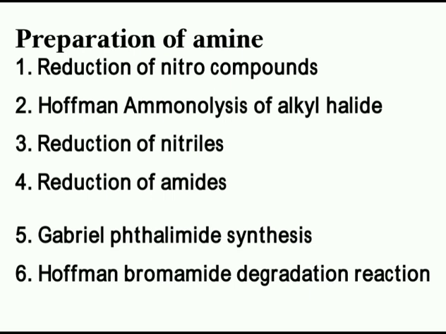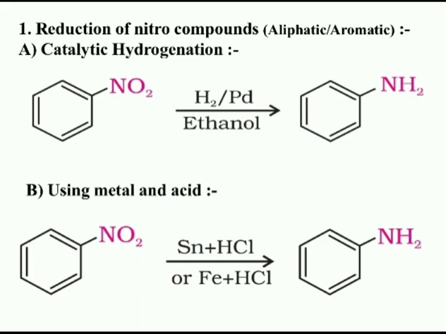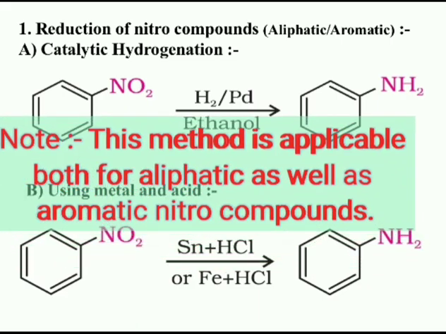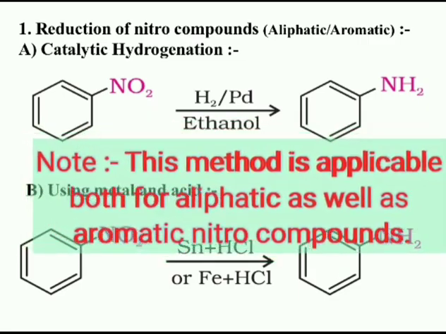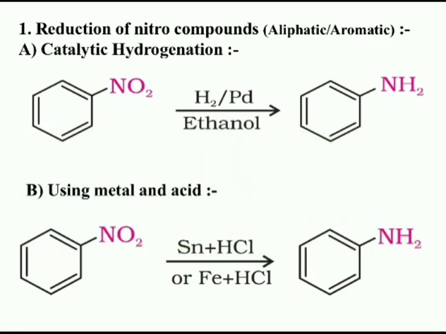The first method is reduction of nitro compounds. Dear students, remember one thing, that all the aliphatic and aromatic nitro compounds can be converted into respective amines. Here we have 2 different ways for the reduction of these nitro compounds. The first one is catalytic reduction. It is carried out by passing hydrogen gas in the presence of catalysts like nickel, platinum or palladium in alcoholic medium at room temperature.